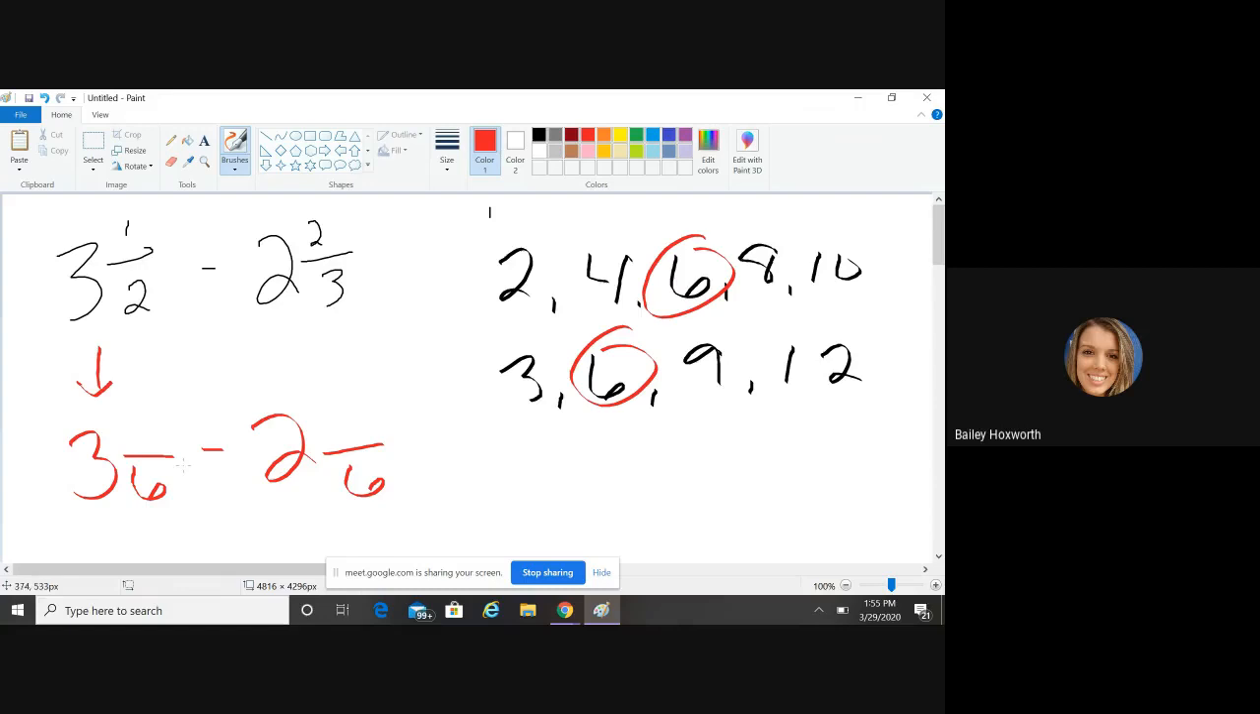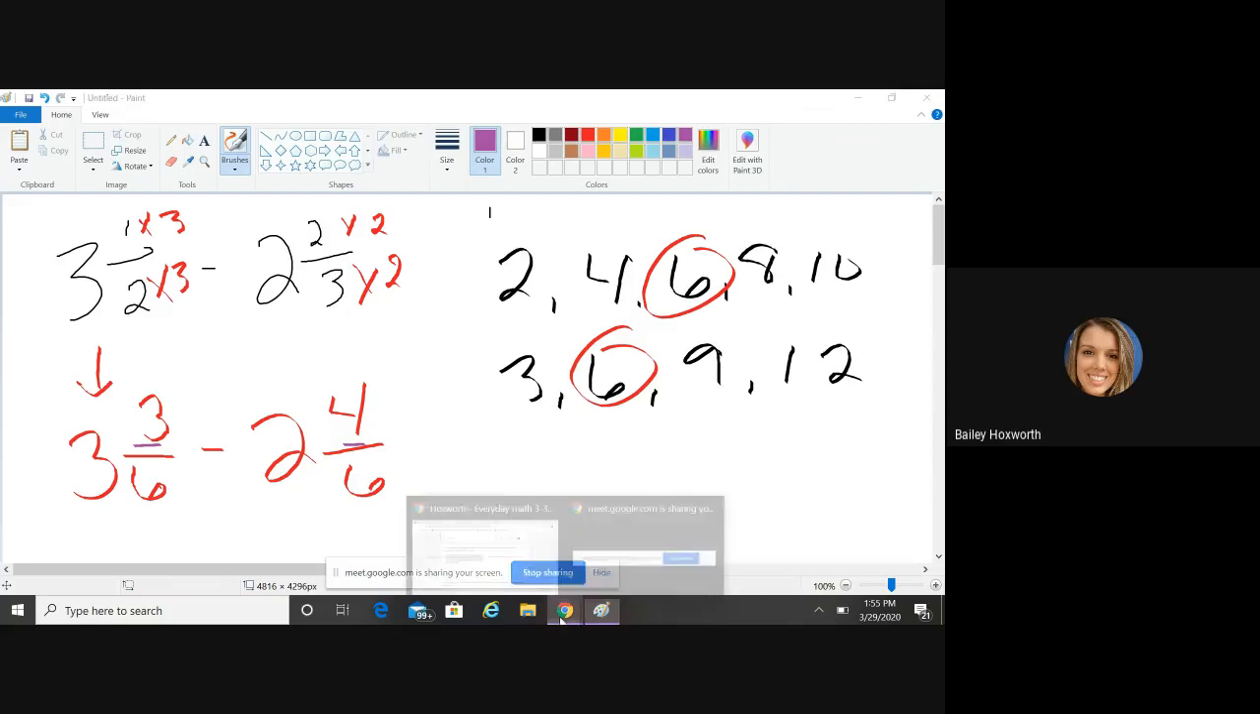Now I need to rewrite my numerator. How many times did I multiply 2 to get to 6? 3 times. And whatever I do to the bottom, I have to do to the top. And then how many times did I multiply 3 to get to 6? 2. And whatever I do to the top, I got to do to the bottom. So here's where that borrowing was talking about. Because I can't have 3 and take 4 away.